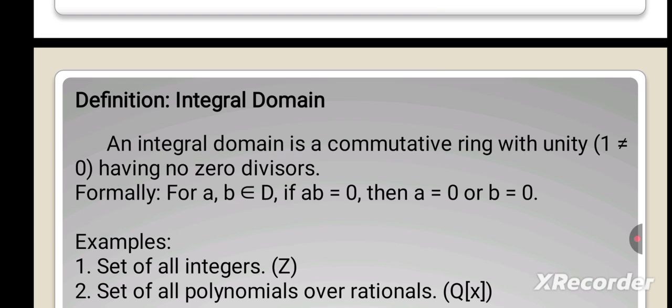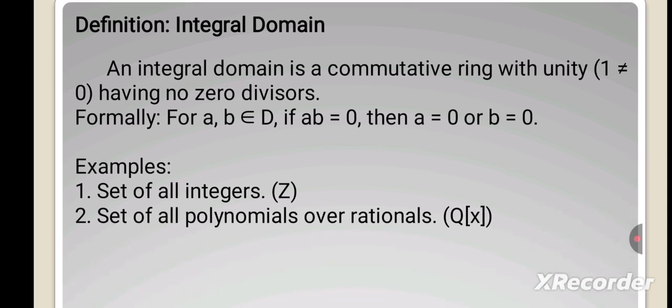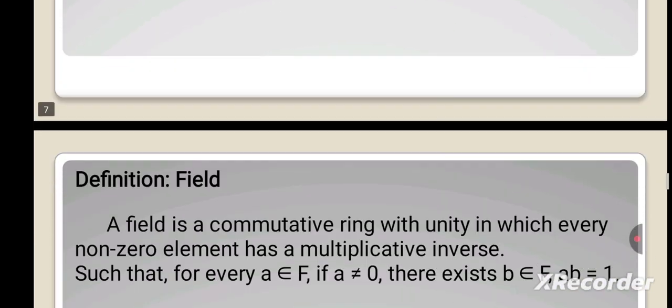For the second theorem, we see the definition of integral domain. An integral domain is a commutative ring with unity 1 not equal to 0 having no zero divisors. Formally, for a, b belongs to D, if ab is equal to 0, then a equal to 0 or b equal to 0. Examples are the set of all integers and the set of all polynomials over rational numbers.